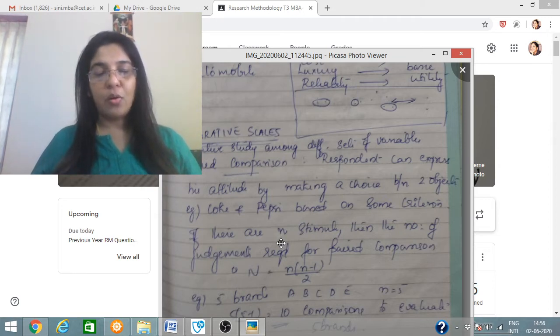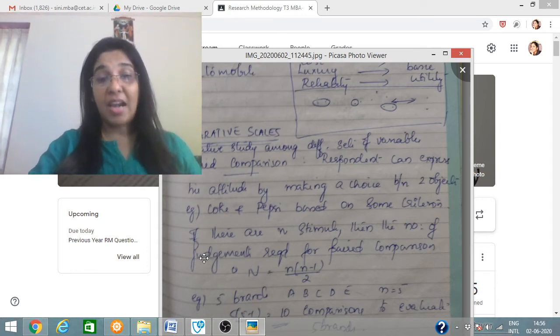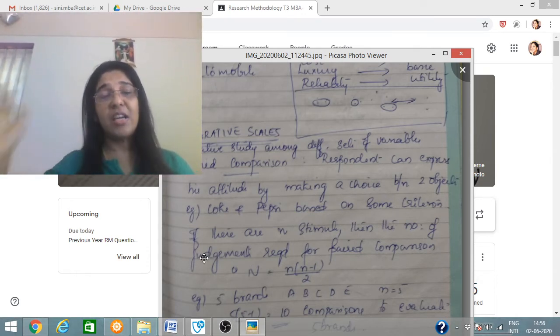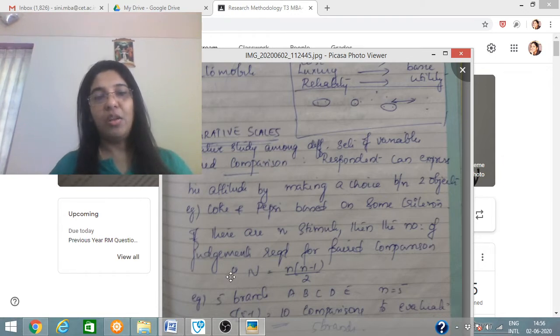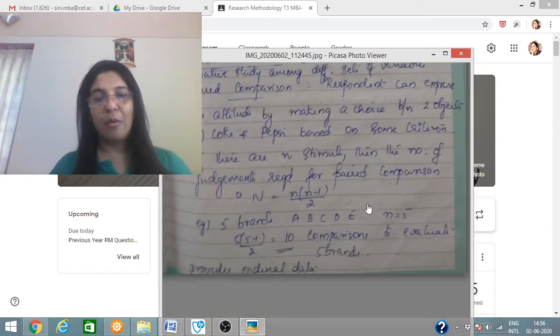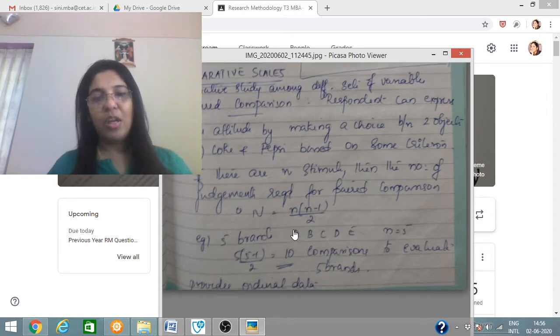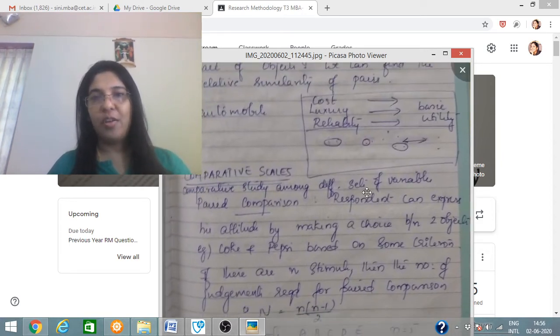That is, if you take Coke and Pepsi, based upon some criteria, you can identify Coke is good or Pepsi is good, etc. And when it comes to rank order comparison, where you have a larger number of variants, you have to use this particular equation to know how many pairs you require. That is N = n(n-1)/2. If there are 5 brands A, B, C, D and E, n is equal to 5, so you have 10 comparisons, and you can use ordinal data to evaluate that when it comes to paired comparisons.